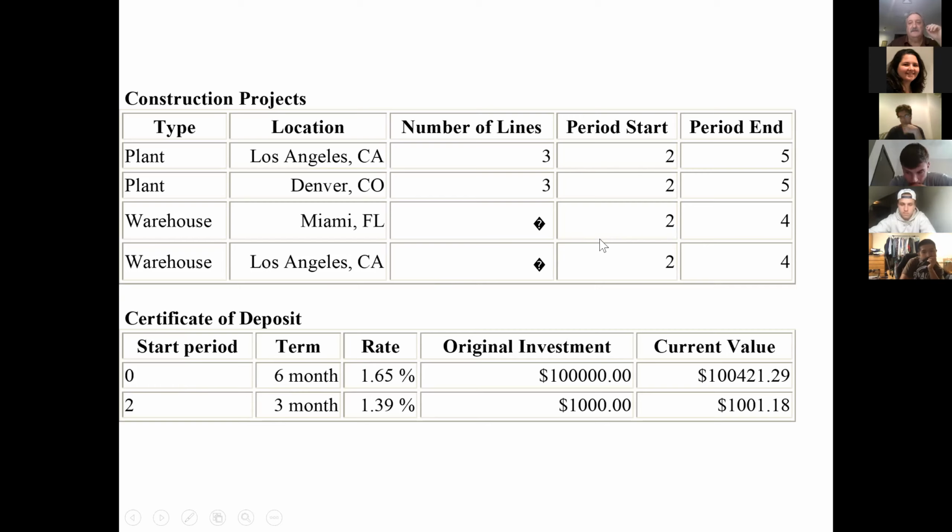It doesn't look right. Maybe it takes 2 periods. I thought it took 1 period. So this seems to be saying if you start building a warehouse in period 2, it's available for use in period 4. I'll have to double check that.